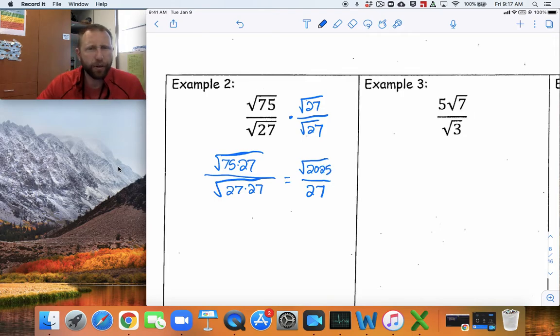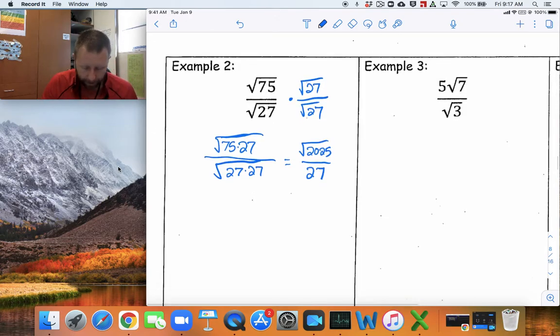So I've got radical 2,025 on top and just 27 on the bottom. So I've got to simplify this. Okay, I've got to simplify the radical that's on the top. So I've got to think, okay, what perfect square goes into 2,025?